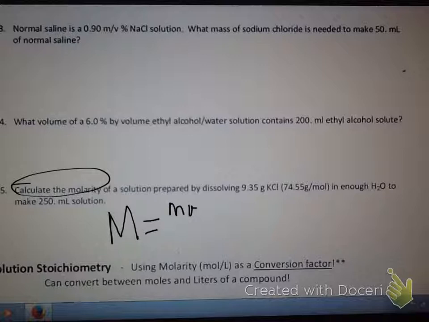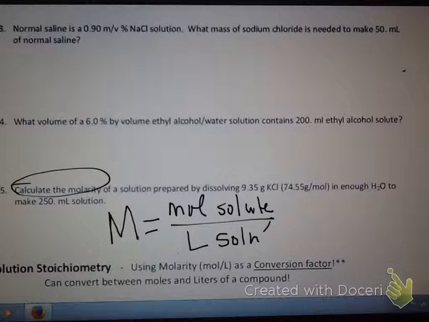Molarity is moles of solute divided by liters of solution. So it says calculate the molarity of a solution prepared by dissolving 9.35 grams of potassium chloride, and then I'm given something beside that. It says 74.55 grams per mole.